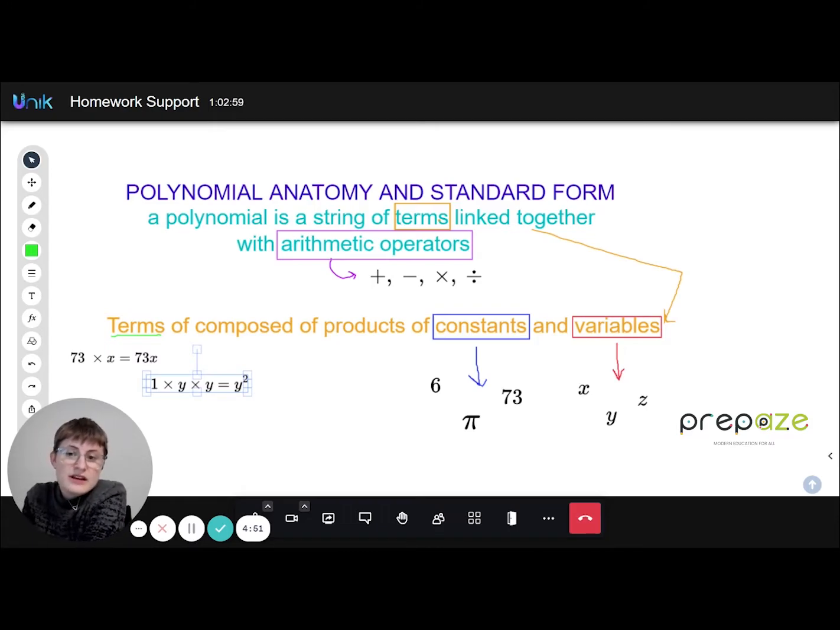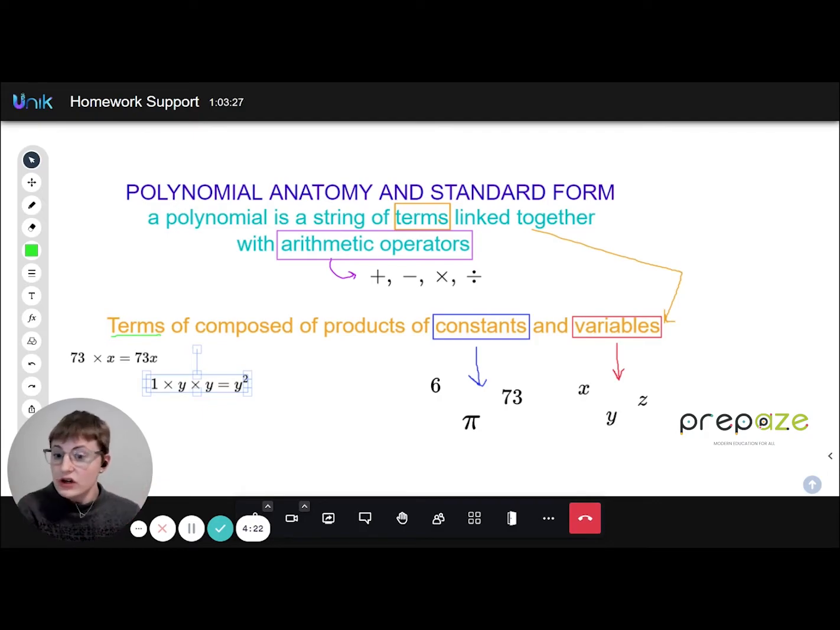So this section I'm calling Polynomial Anatomy in Standard Form because we're going to learn about the names of the pieces of a polynomial and what to expect when you're writing and looking at a polynomial. So a polynomial is a string of terms linked together with arithmetic operators. We're going to break down these vocab terms. Arithmetic operators is just a fancy way of saying addition, subtraction, multiplication, and division. You're very, very familiar with that at this point.